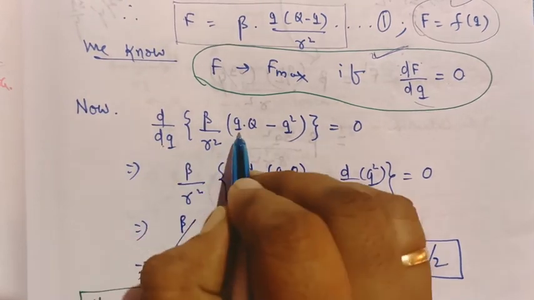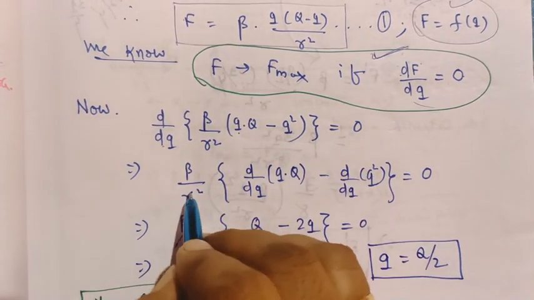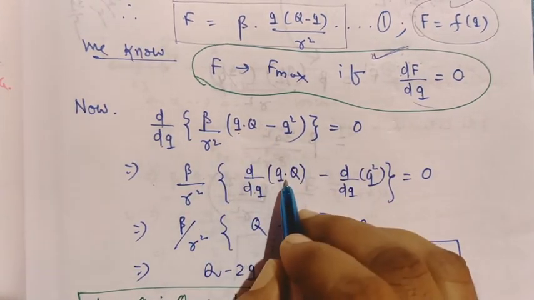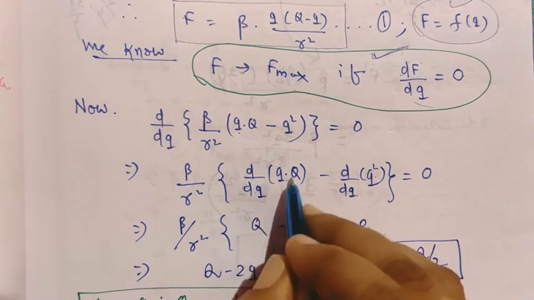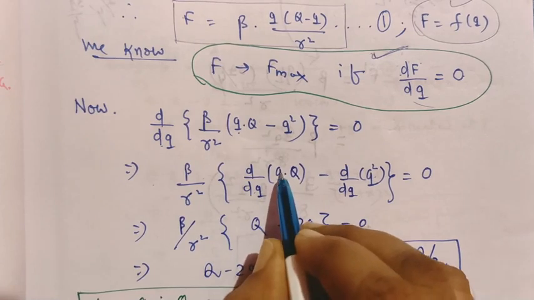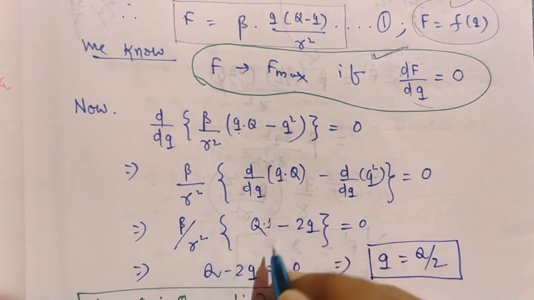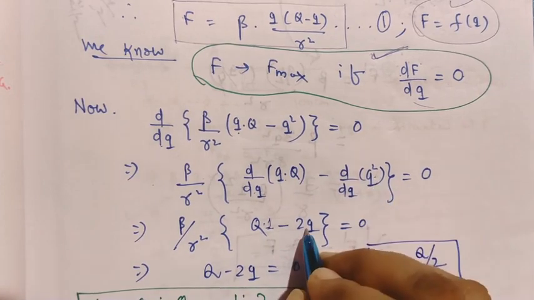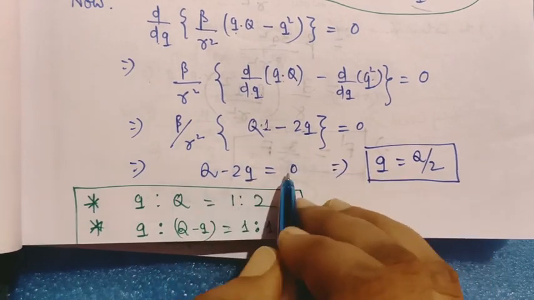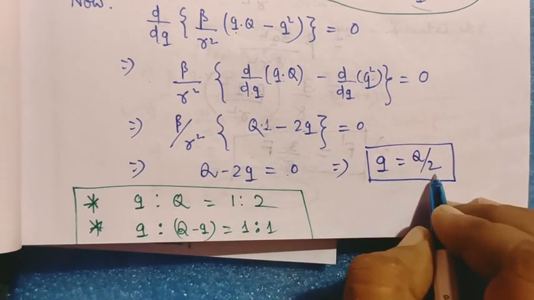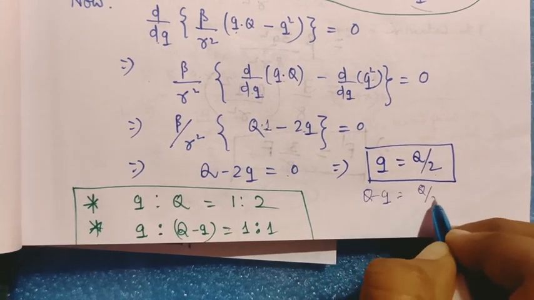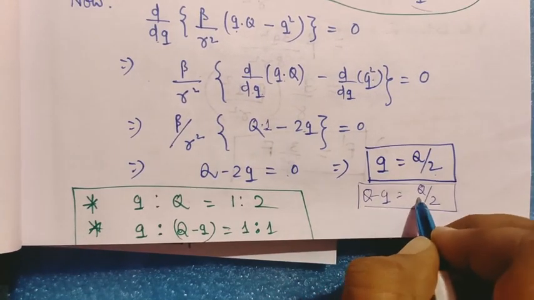d by dq of F, I have written the formula of F here. Beta by r square is constant, taken outside. d by dq, I have opened this small q into Q minus q, that is small q into capital Q minus q square. For the derivative, capital Q is kept outside. The derivative of small q with respect to small q is 1, so Q into 1. And here the derivative of q square is 2q. Beta by r square is taken outside. So Q minus 2q is equal to 0. So small q will be Q by 2. If small q is Q by 2, then Q minus q is also Q by 2. We get the same result from the calculus method.